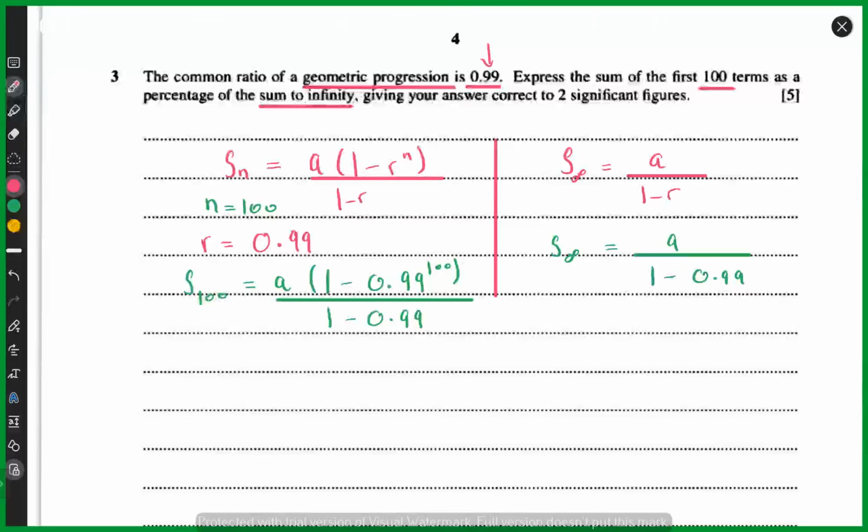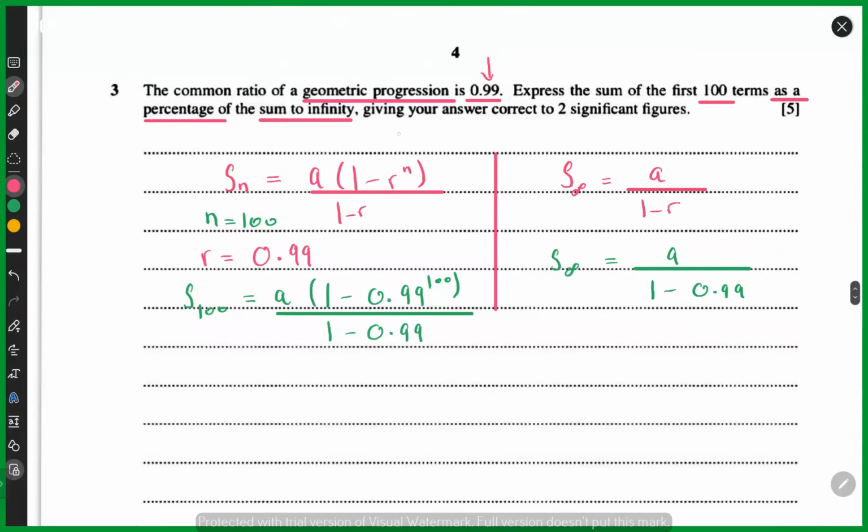Okay, now let's do this part as a percentage. Now how do we find percentages? Express the sum of the first 100 terms. Now I know that this sum would be less than this sum. Here we are adding 100 terms. Here we are adding infinite many terms, right? So Sn would be divided by S infinity. And how do we find percentage? We multiply this thing by 100%, right? This is basically the formula in general.